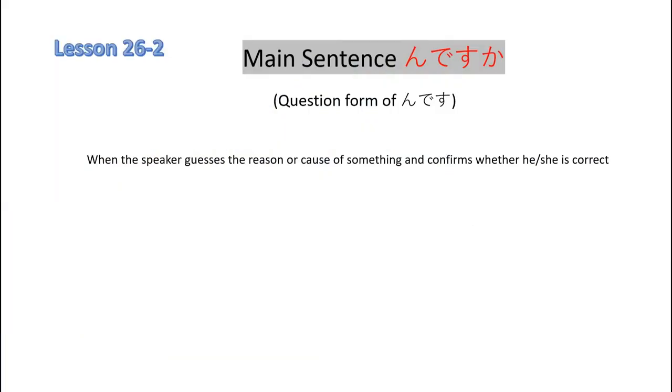Next grammar pattern is n desu ka. Main sentence followed by n desu ka. This pattern is the question form of n desu. Adding the particle ka converts the sentence into a question. This pattern is used when the speaker guesses the reason or the cause of something and confirms whether he or she is correct or not.